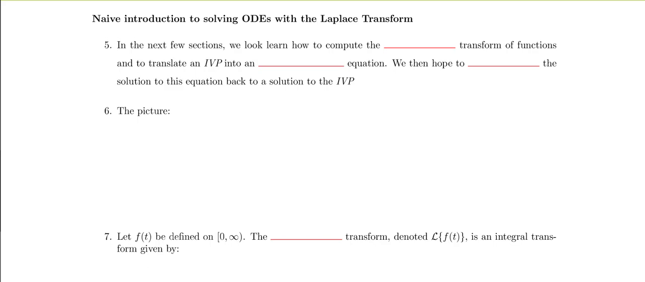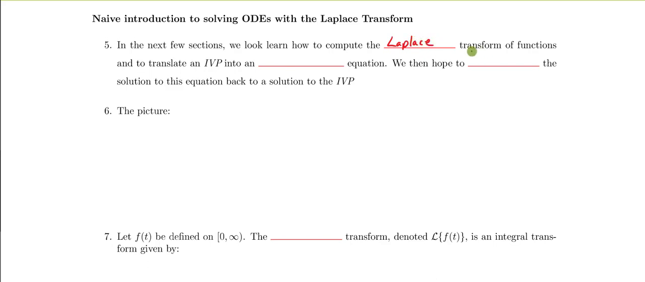So folks, as I said at the start of these pre-work videos, my goal is to cover the last two major topics for the course, and then in class we'll start to flesh out all the details of those. So right now I want to look at the second of those topics, which is solving differential equations with what's called the Laplace transform. So in the next few sections we'll look at how to compute these Laplace transforms.